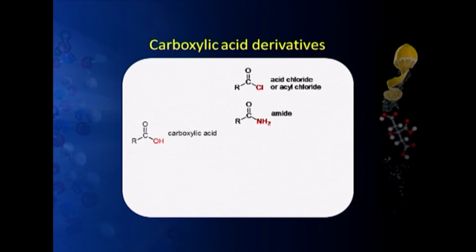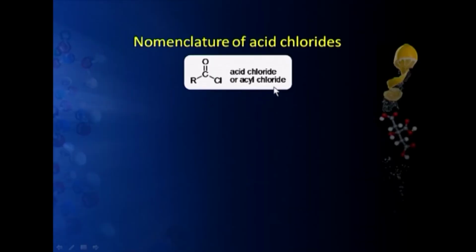Then when this OH is substituted by the NH2 group, that is the amine group from ammonia, the compounds are called amides. When this group is substituted by some alcohol, we get the group of compounds called esters, and when this group is substituted by another acid molecule, we get the group of compounds which are called acid anhydrides. So these four groups of compounds, acid chlorides, amides, esters and acid anhydrides, constitute carboxylic acid derivatives. Let us discuss the nomenclature system for all of these one by one. First we will take acid chlorides.